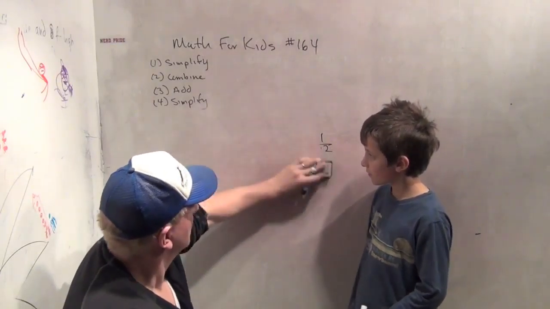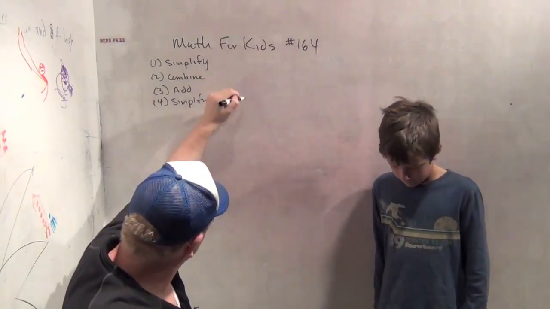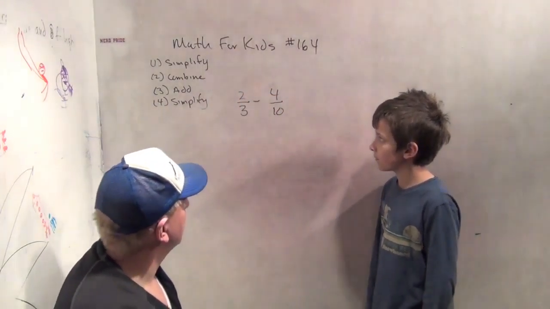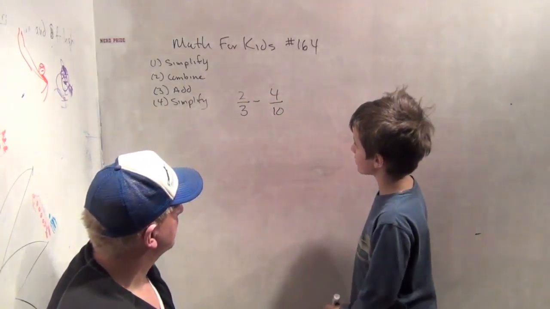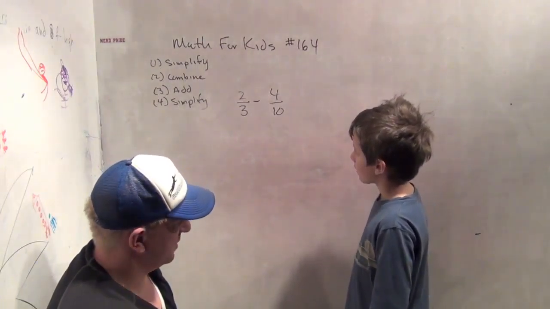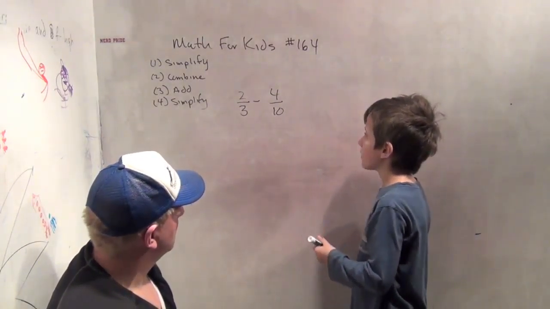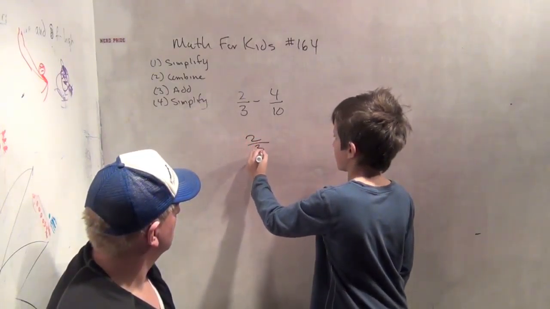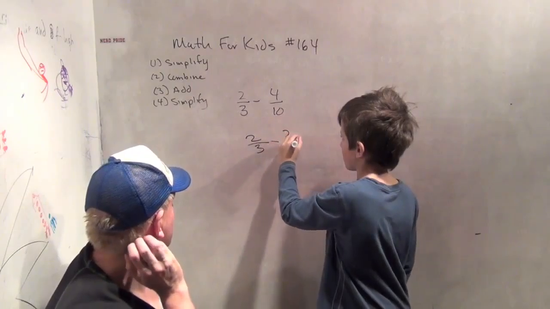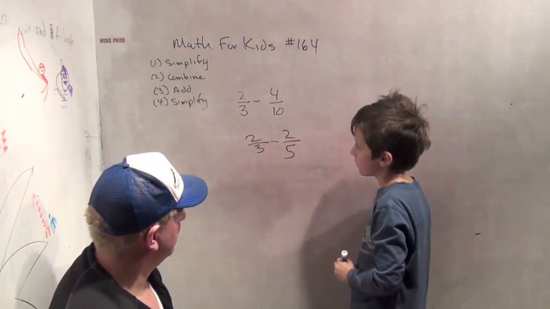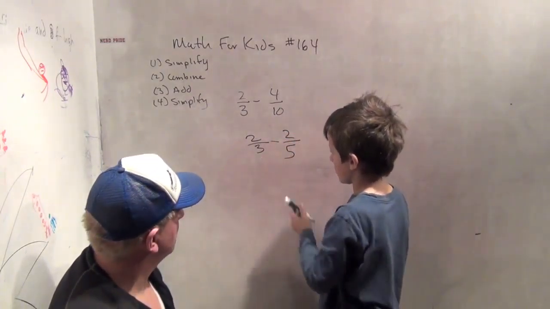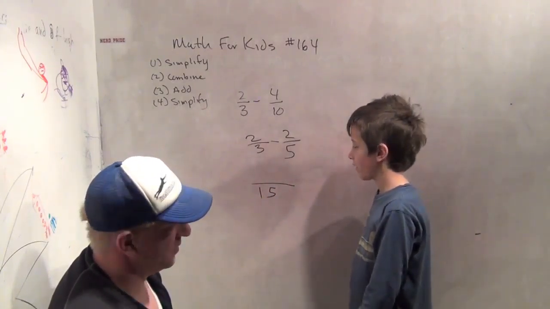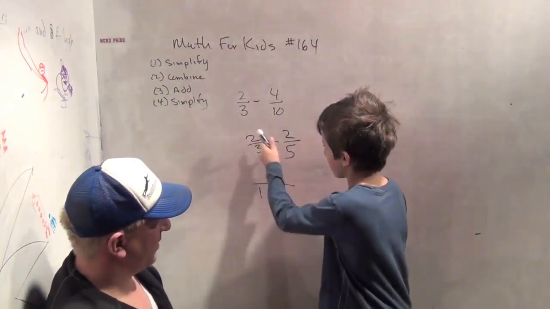Okay, last one. 2/3 minus 4/10. 4/10 can simplify to 2/5, so it's 2/3 minus 2/5. Now the common denominator is 15.